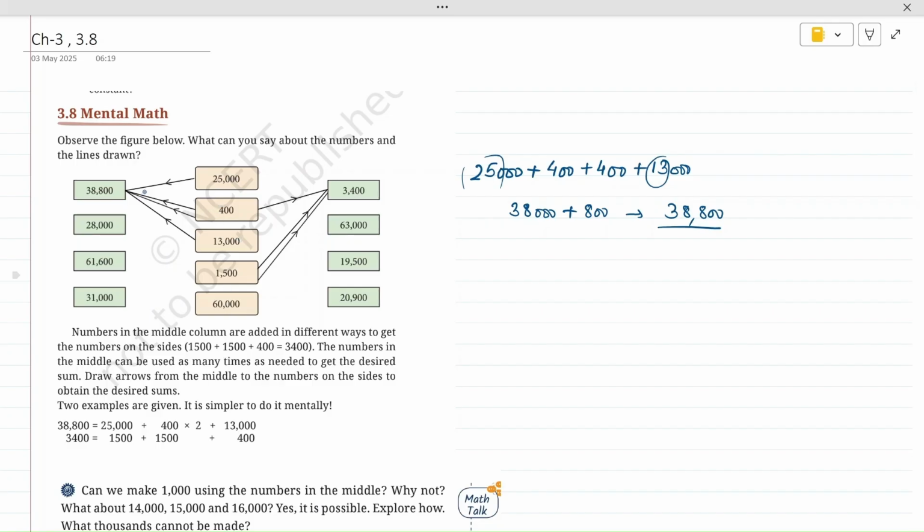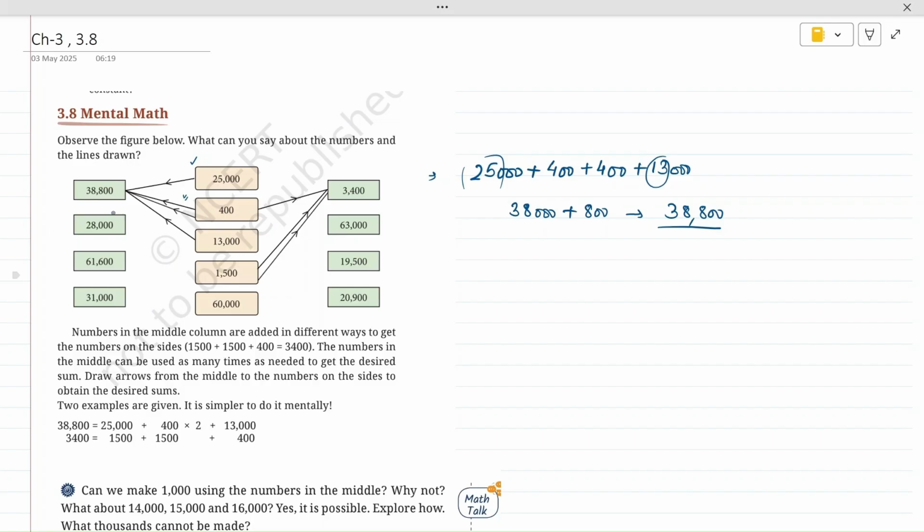Okay, so what we have observed is that when we are adding the numbers given in the middle in the way which has been shown to us by the arrows, if we have a single line, that means we have to add this number once. If we have double lines going, it means we have to add that number twice, and we will get this number. So in the case of 38,800, we have done like this, and we got the number 38,800.